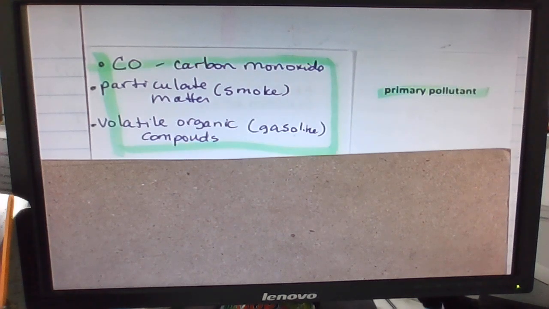And then volatile organic compounds. An example of volatile organic compounds is gasoline. You have gasoline sitting out, it's going to evaporate, and that evaporates and goes into the atmosphere. Carbon monoxide, particulate matter like smoke, volatile organic compounds like gasoline.